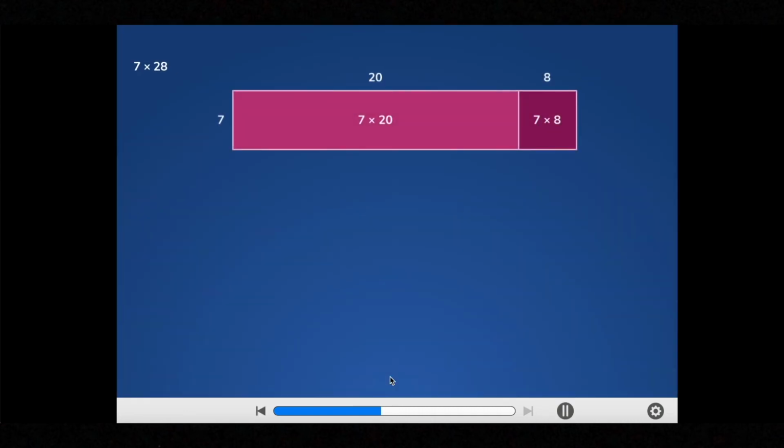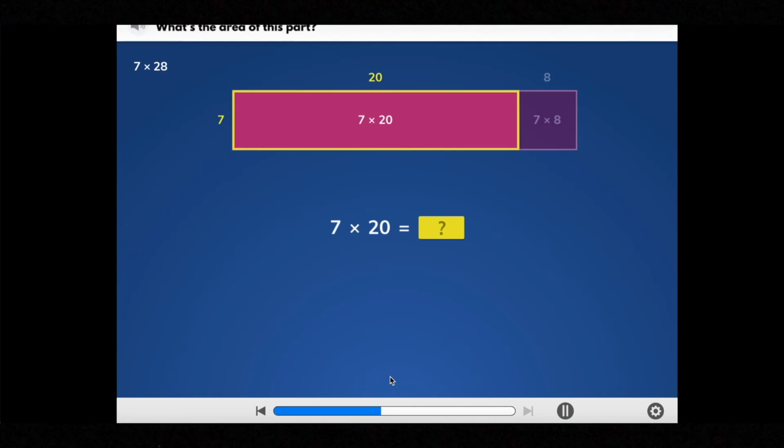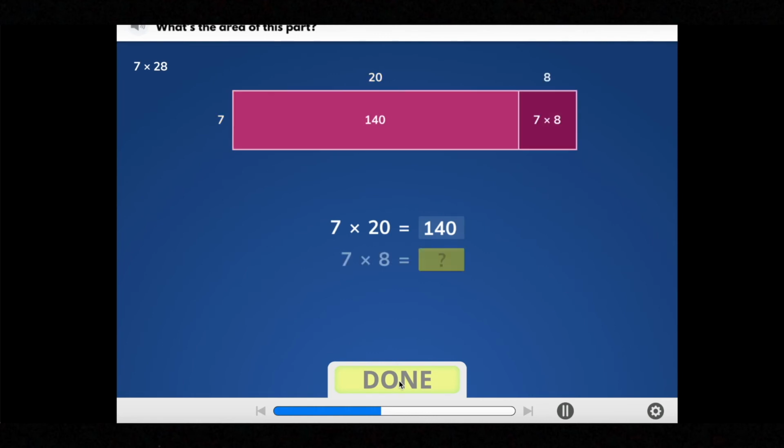Now, let's use an area model to find the area of a garden that is 7 feet by 28 feet. What's the area of this part? Once again, we would use the area model to help us. So we would multiply 7 times 20, and we would get 140. The area of this part is 140. This is a partial product. What's the area of this part?